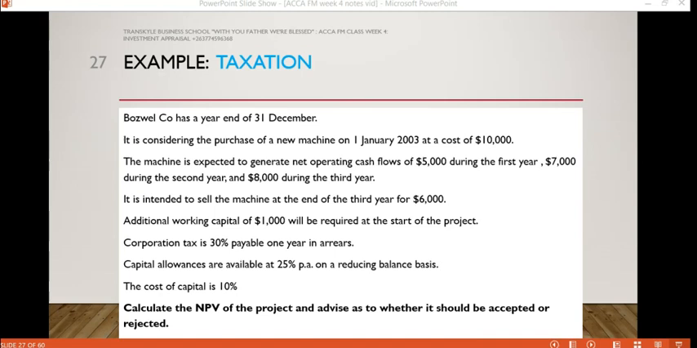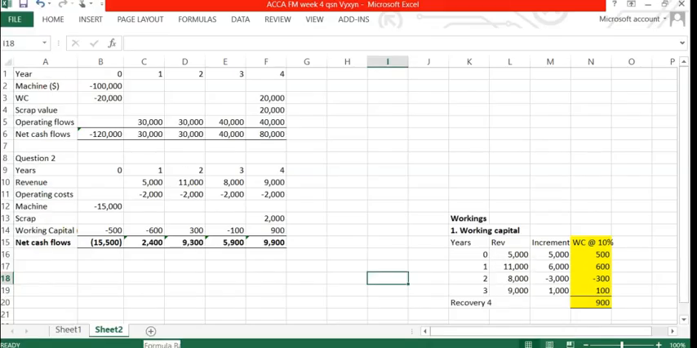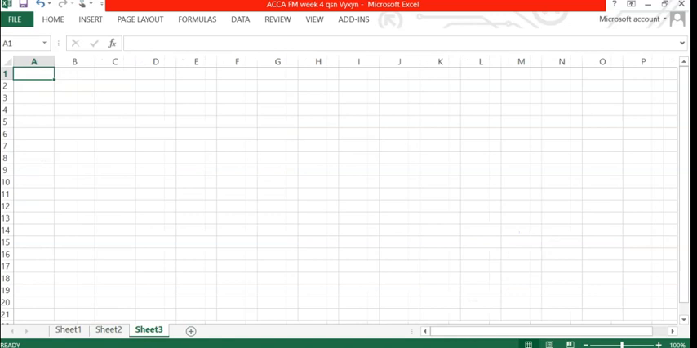So we come to our spreadsheets. Let's open a new one. Now this is the spreadsheet, ladies and gentlemen, and let's first determine the capital allowance. Capital allowance computations.